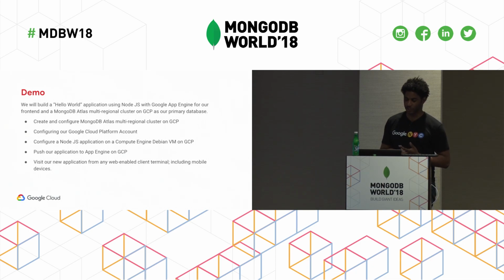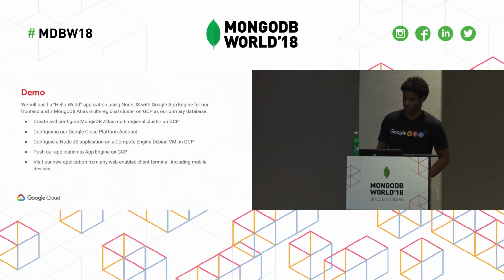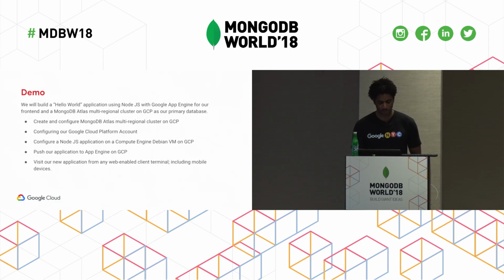We're going to configure a Node.js application and spin up a Debian VM inside of GCE. And we're going to push our application to App Engine using those APIs. And then from there, that application will be spun up. It will be live. Any web-enabled terminal will be able to access this. Once again, it's going to have the low latency given how we're going to build this out.